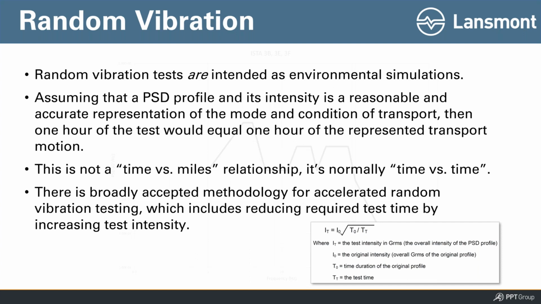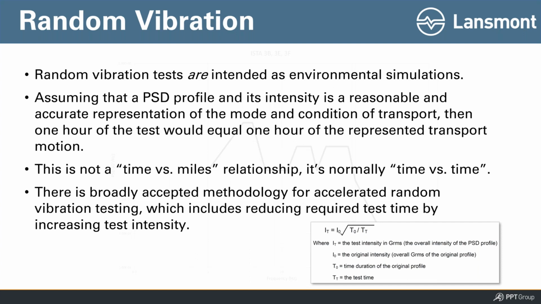Basically, that says, listen, don't accelerate things any more than 5 times. So if you're recording 20 hours of transport, you wouldn't want to reduce the test time to anything less than like 4 hours. Because if you did so, you risk increasing the test intensity to something unrealistically high. Because the formula doesn't account for that, right?